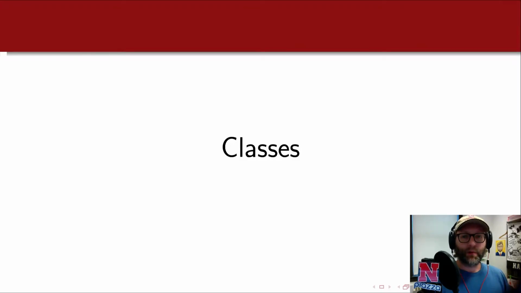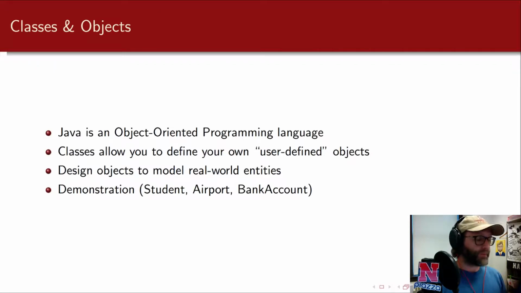Welcome back. In this part, we're going to discuss how to create your own classes in Java. So again, Java is an object-oriented programming language. Java supports object-oriented programming by allowing you to create classes. So it's a class-based object-oriented programming language. And classes basically just allow you to define your own user-defined types.